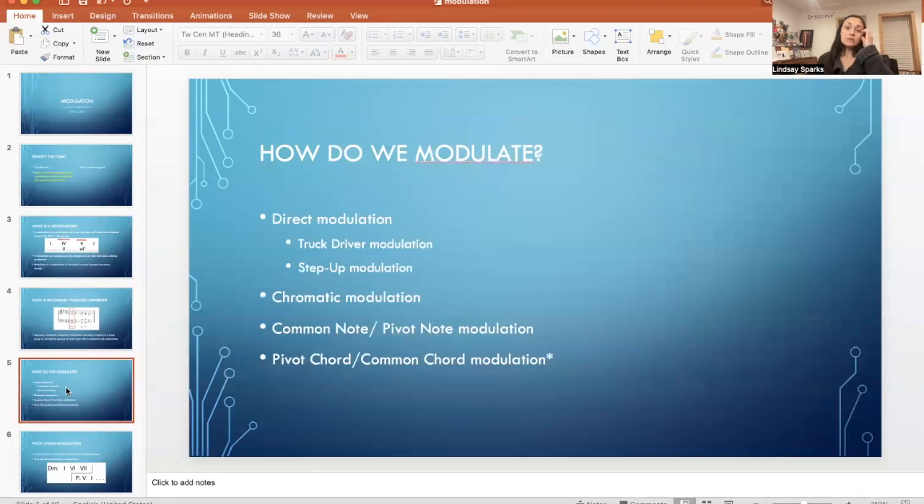Okay, so what are some of the ways that we can modulate? Well, there is something called a direct modulation. Basically, this is also called a truck driver modulation. It is a type of direct modulation. Another type is a step up modulation. Lin-Manuel Miranda loves the step up modulations. It happens very frequently in pop music.